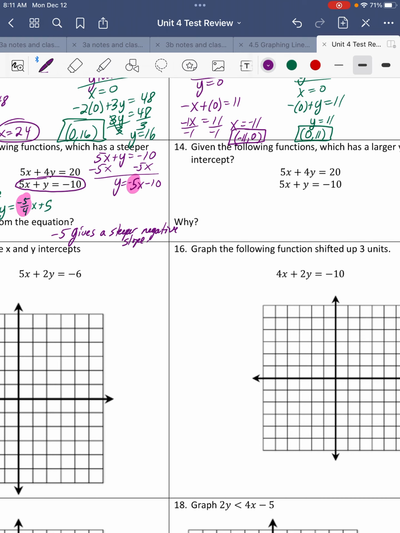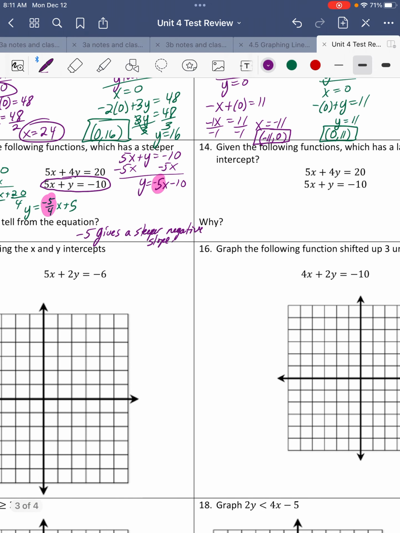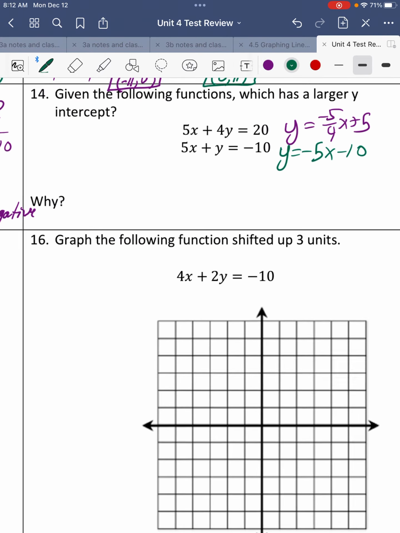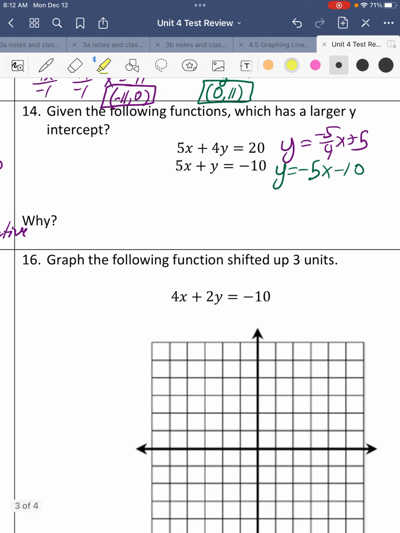Well, this is the exact same problem. To look at the y-intercept, the top equation turned into y equals negative 5x plus 5 from the last problem, and the bottom equation turned into y equals negative 10. If you want to see how I solved for these, you can look back at number 13. So we're looking at a y-intercept of positive 5 and a y-intercept of negative 10. Which one has a larger y-intercept?